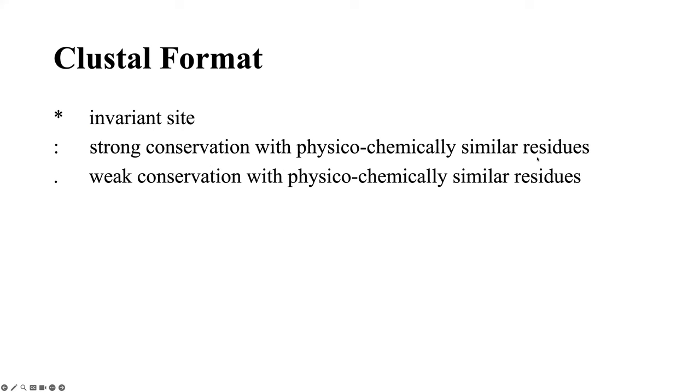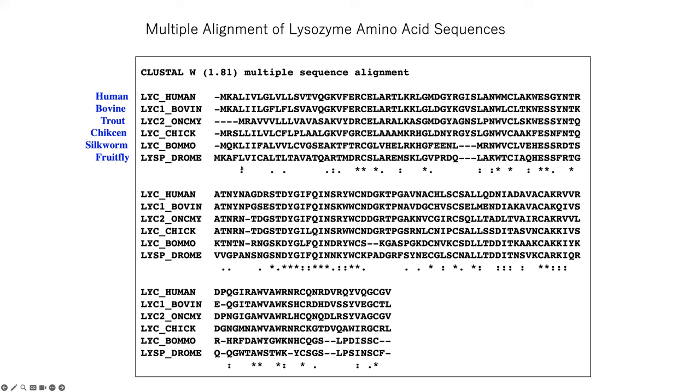For example, here the colon is placed at this site, where the amino acid is substituted between leucine and methionine. L indicates leucine, and M indicates methionine. Leucine and methionine belong to the same group, hydrophobic amino acid residues. Therefore, they share the same physicochemical characters.